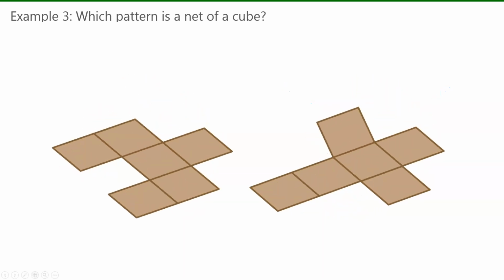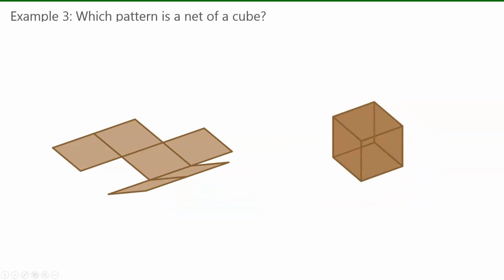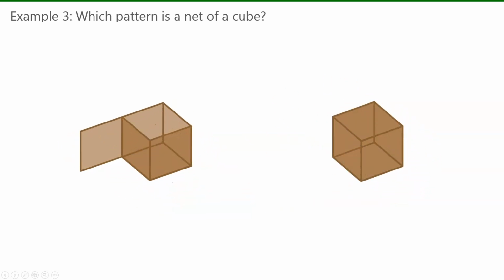So let's fold to see what actually happens. The object on the right folds to form a complete cube, while the object on the left has a hole here on the top and an overlap on the left-hand side. So the left pattern was not a net.